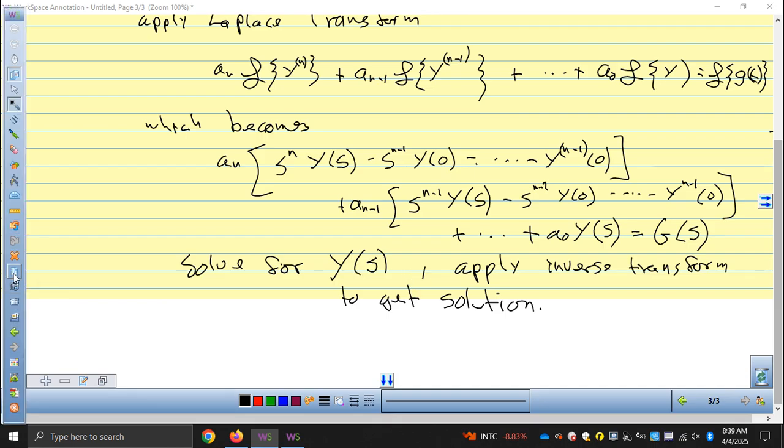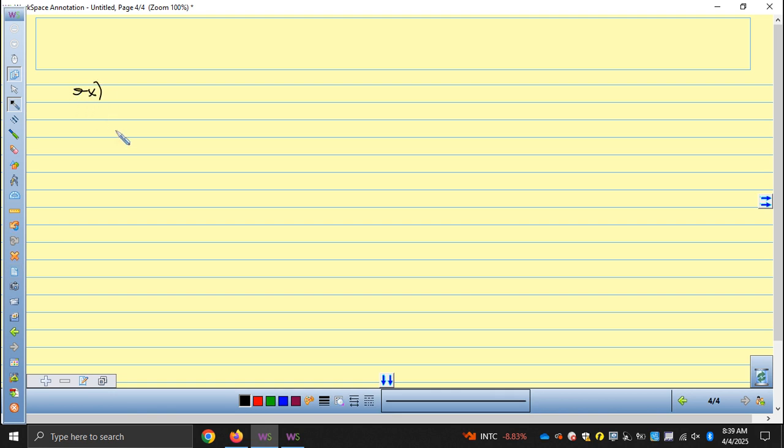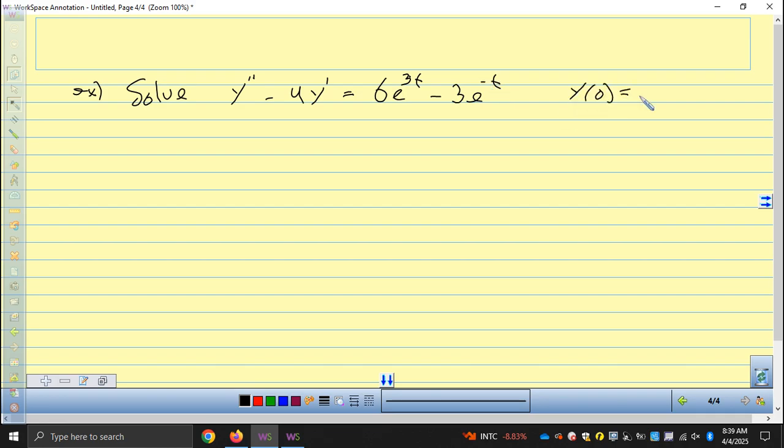Okay, so let's look. I just want to go through one example. We want to solve y double prime minus 4y prime equals 6e to the 3t minus 3e to the minus t. y of 0 equals 1, and y prime of 0 equals negative 1. These are especially nice when our initial conditions are that both of these things equal 0, because then we have many less terms.